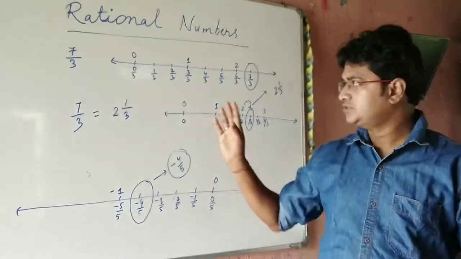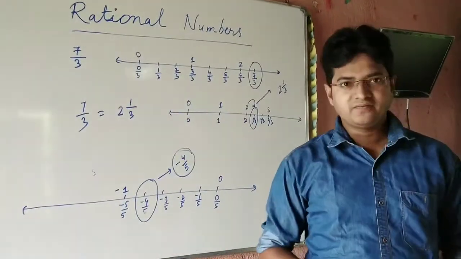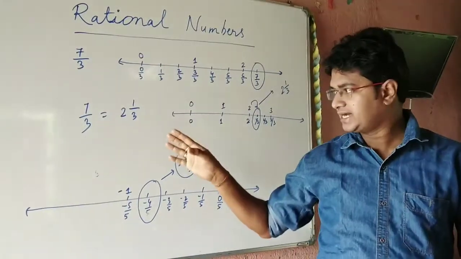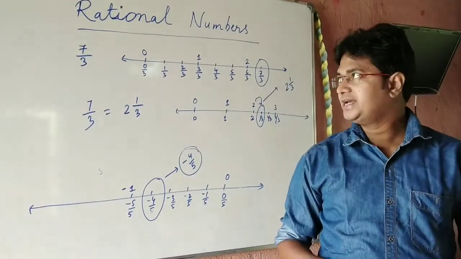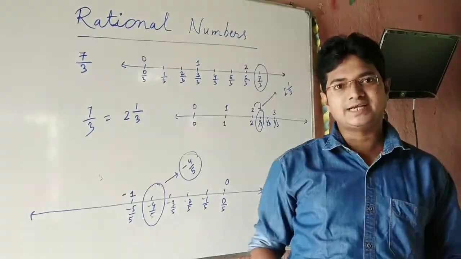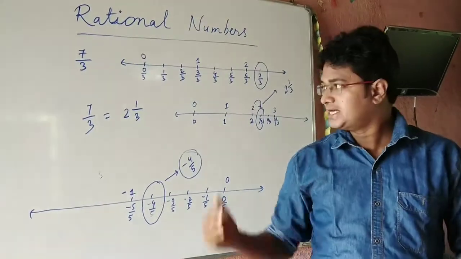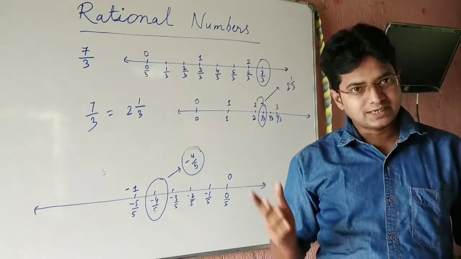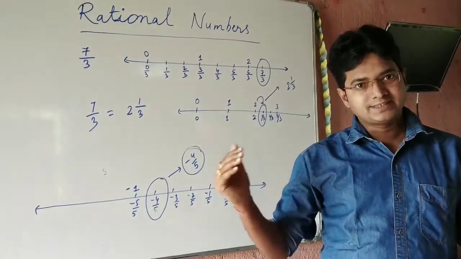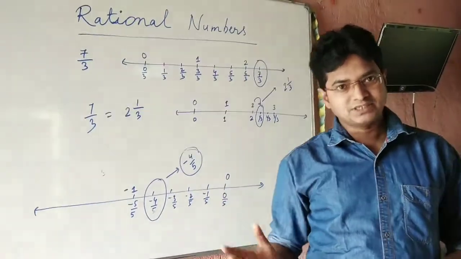So students, I think this much is enough for you to understand, and I tried my best to explain the concept in the easiest way. Now you will not have any problem in understanding the concept of rational numbers, representing them on a number line, finding equivalent rational numbers, and representing them in the simplest form.